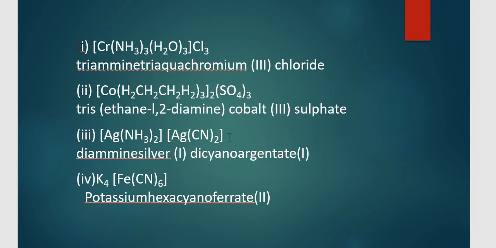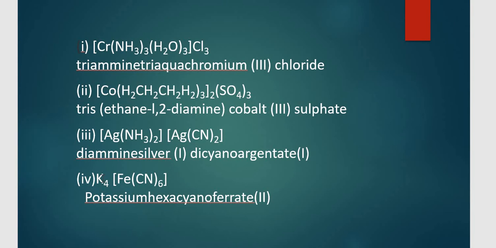Now, same way, if you see here, this has 2 metal ions. So we'll write diamine silver 1, that is its oxidation number, and then dicyano or dicyanido, depending upon what's mentioned in your NCERT. So dicyanidoargentate, and its oxidation number. Now again we can see this complex where we have 2 metals, you can see here, and we have a negative charge on the anion.